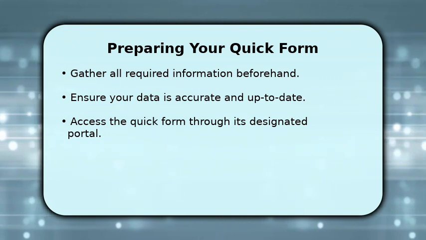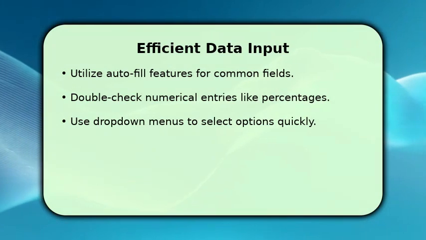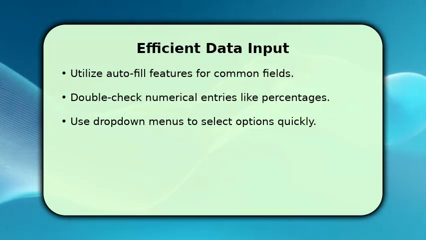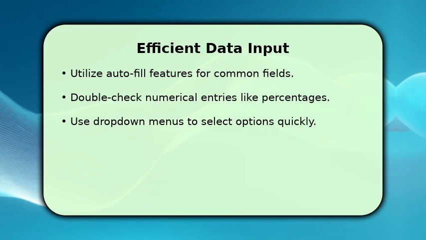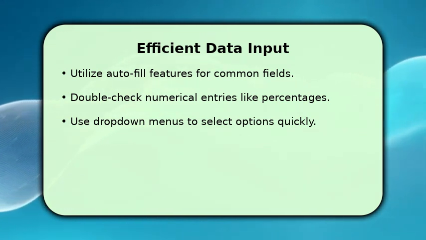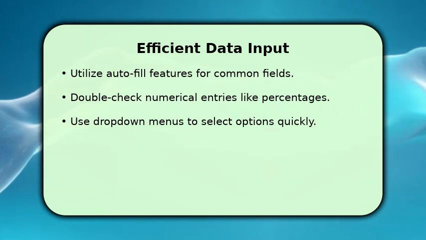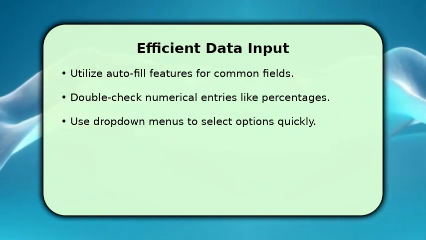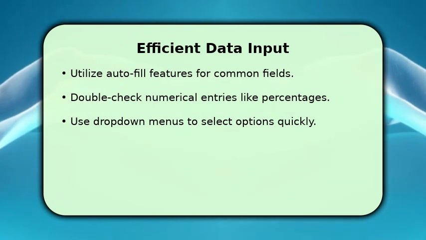When entering data, leverage any autofill options available for common fields such as your name or address. For numerical inputs, like a 25% discount or a quantity of 16 items, always double-check for accuracy. Use drop-down menus and radio buttons to select options efficiently, rather than typing. This approach significantly speeds up completion and reduces the chance of typos.